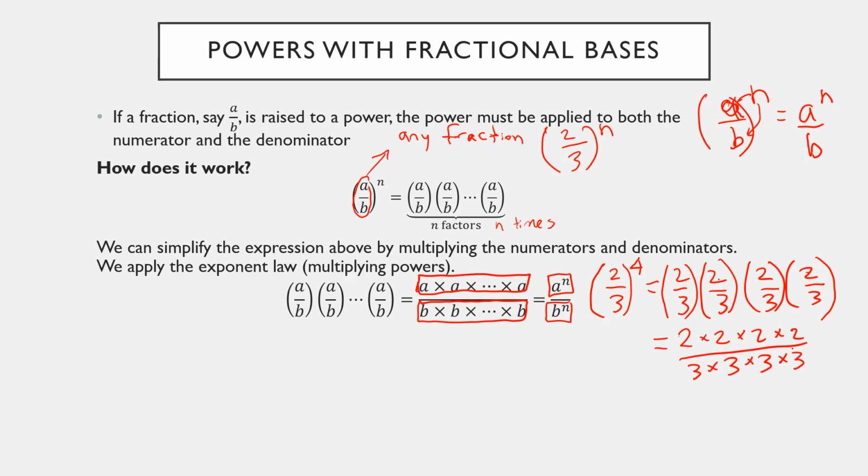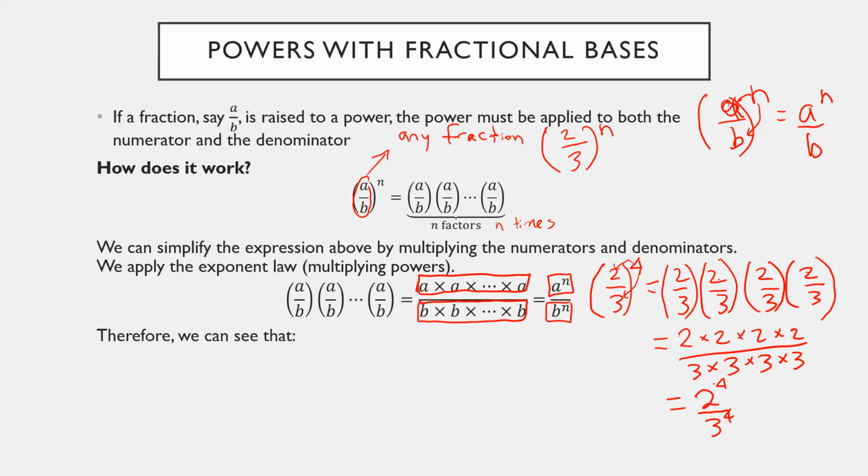Then I notice that I can simplify 2 times 2 times 2 times 2. I don't have to write 2 times 2 times 2 times 2. I can write 2 to the power of 4. And then I also write 3 to the power of 4. I'm hoping everyone starts to see a little bit of a pattern here. I noticed that I can just take that exponent 4 and simply apply it to the numerator and denominator, and I would get the same answer.